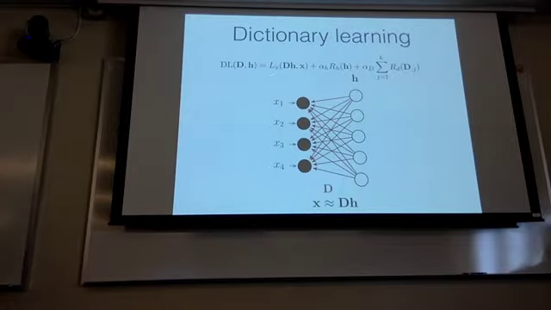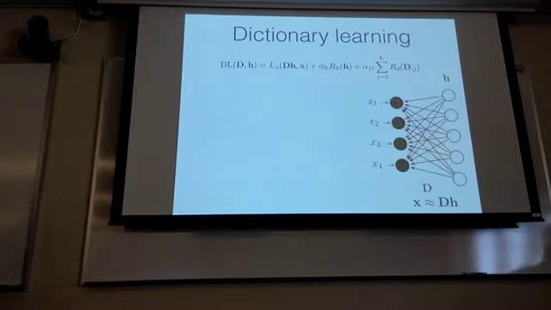So the generic optimization for this is just: assume you have some loss that says how similar D times h is to our x, so how large your reconstruction error is. Some regularization on h that tries to encode some properties on h, and also some regularization on D to encode properties on D. I'll give you some examples of what these look like.